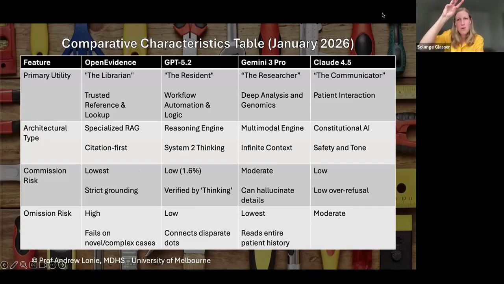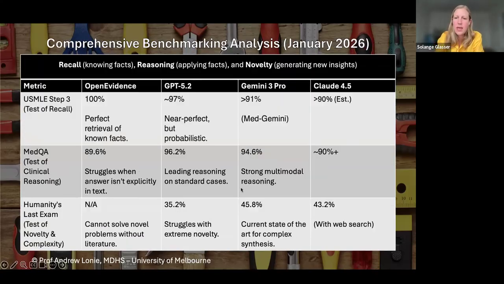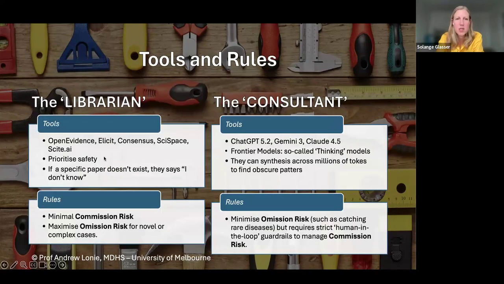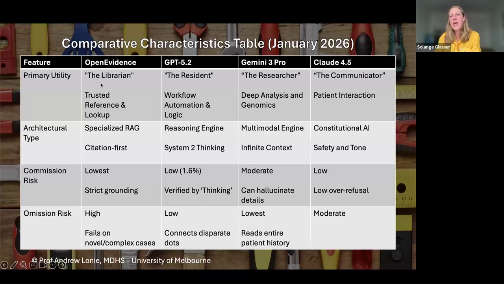So again, we have the librarian up above, and then he's split the next one into three different ones. So OpenEvidence, or like we'd said before, if we're looking at something that we might find more useful for us, we have Elicit, Consensus, SciSpace, or Cite AI. He classifies these as the librarian. They're trusted in terms of referencing and just simply looking stuff up. Next, we have ChatGPT. He calls this the resident. Again, he's giving these a little bit of these medicalized terms. They're fantastic for workflow augmentation and the logic that they bring.